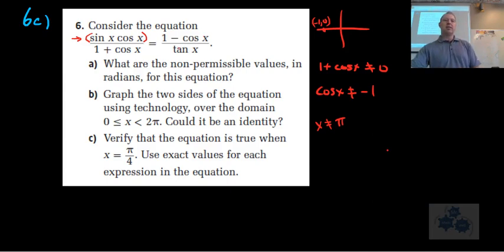Denominators, now tan is another one, right? Tan, we have undefined values all over the place. So let's figure out, now, in A, it doesn't actually give us a specified domain.